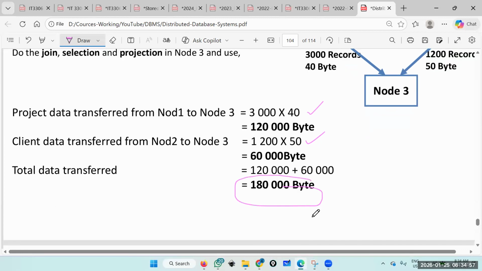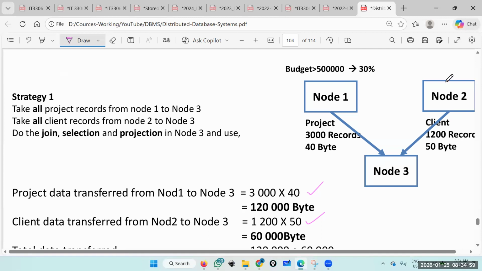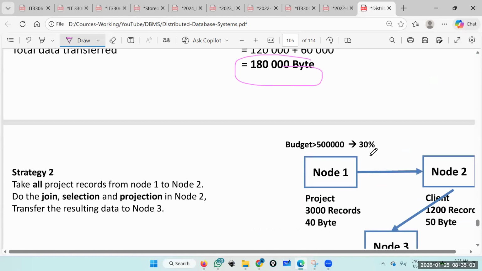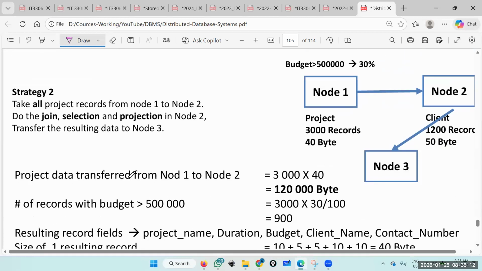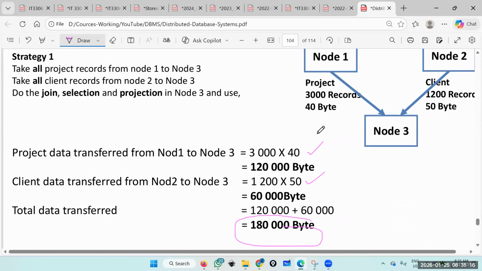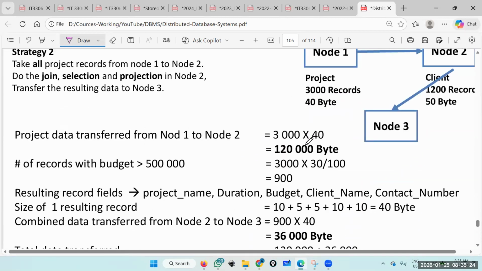So what about strategy 2? Let's say node 1 to node 2, do the processing and take the result. Yes, node 1 to node 2, take the results here. Okay. Right. So now first you need to take node 1 data to node 2. That is 3,000 into 40.